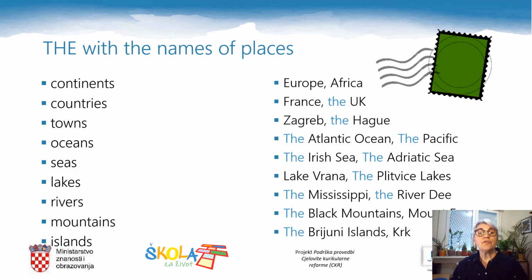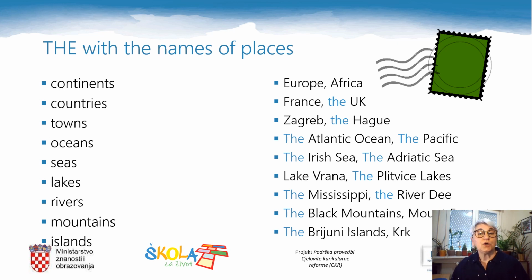Let's check if you remember the rules. The with the names of places, the with the geographical names. Continents, you say Europe, Africa, you don't need the. Countries, most of the countries don't have the article, like France, but some do, like the UK. Towns, most of the towns, like Zagreb, London, Paris, don't take article, but you say The Hague.